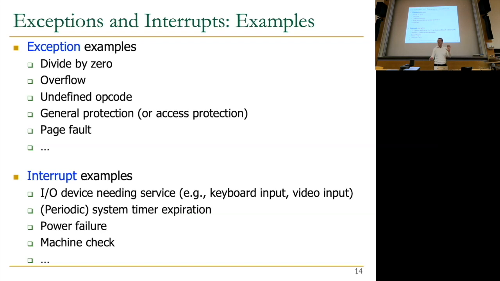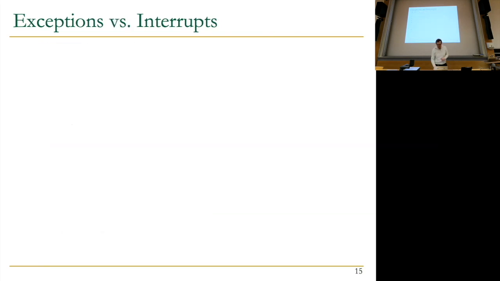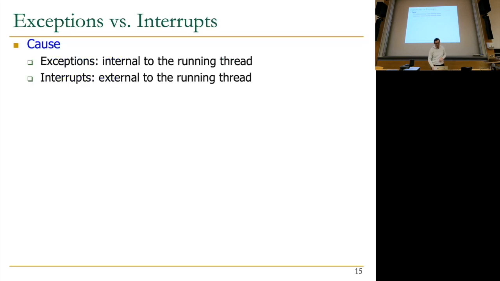So is this distinction clear? Exceptions versus interrupts? Okay, great. Now, basically, the main distinction comes from the cause. Exceptions are internal to the running thread. Interrupts are external. As a result, this determines when they are handled as well.